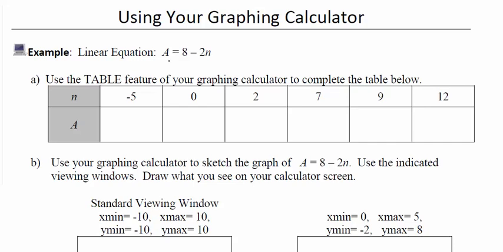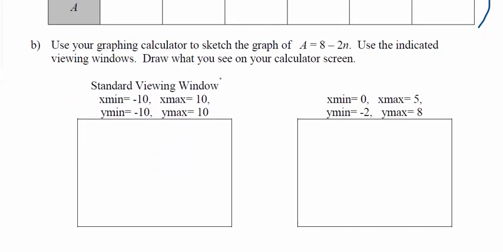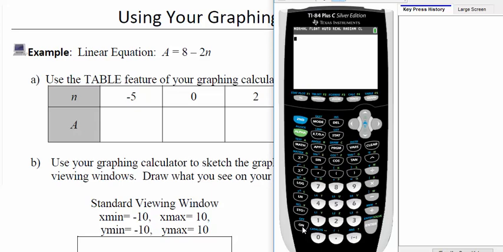This tutorial will show you how to type an equation into your graphing calculator and have your calculator fill out a table of values for you, as well as have your calculator graph the equation in a couple different windows. We start by pressing the on key on our calculator, locate the y equals key on your calculator shown here.